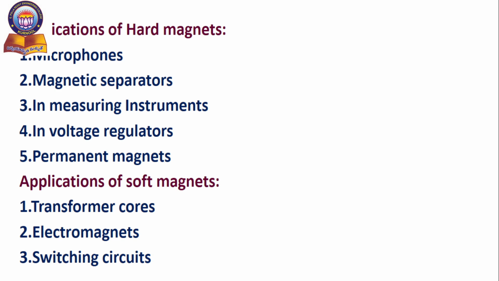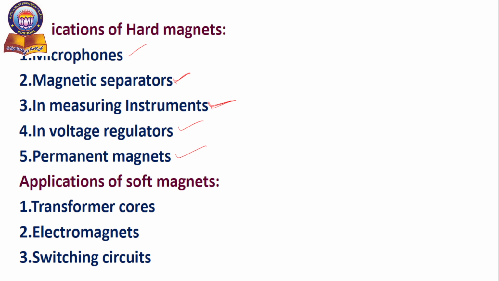Then applications of hard magnets. Hard magnets are used in microphones, in magnetic separators, in measuring instruments. Magnetic separators are used in iron based industries to separate iron based components. In measuring instruments like voltmeter, ammeter, wherever a magnet is required, hard magnets are used. In voltage regulation for various circuits, hard magnets are used. Then they can be used as permanent magnets.